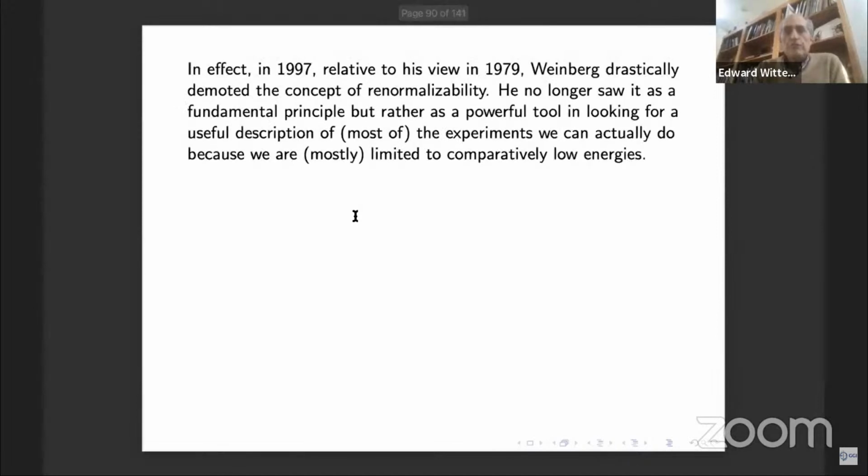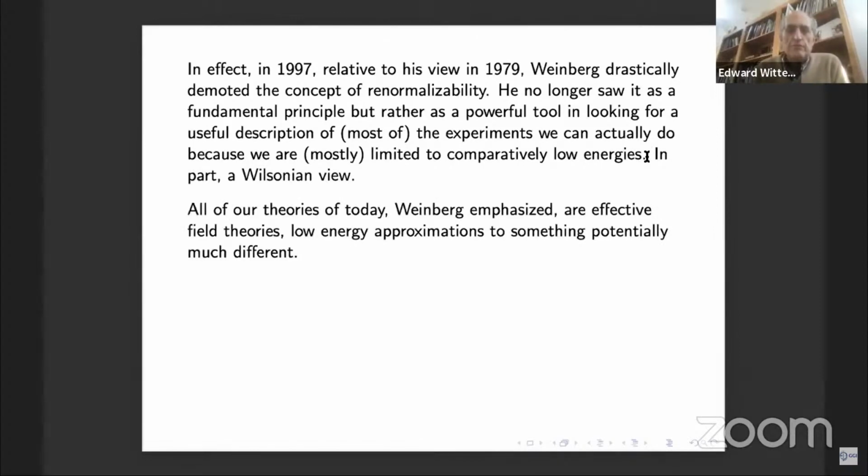And so that was, by 1997, Weinberg's view of why renormalizable is useful. Most of the experiments we can do are going to be describable by a renormalizable quantum field theory, because first of all, quantum field theory is inevitable at sufficiently low energies, but at energies well below the cutoff, whatever it is, any quantum field theory will look renormalizable. So that's in spirit a Wilsonian view, as Howard also remarked.